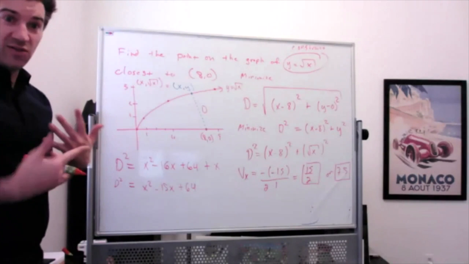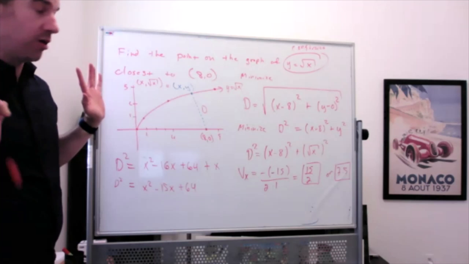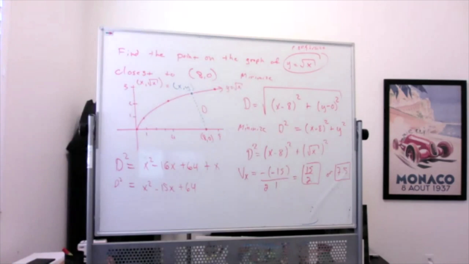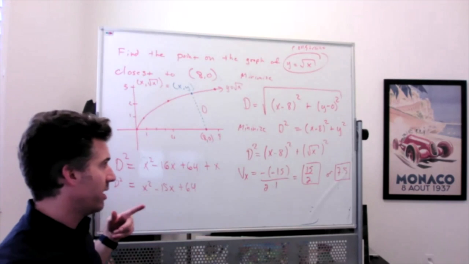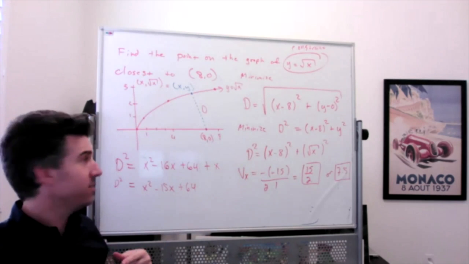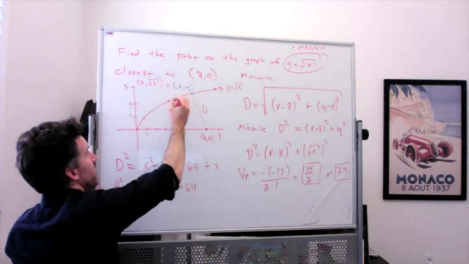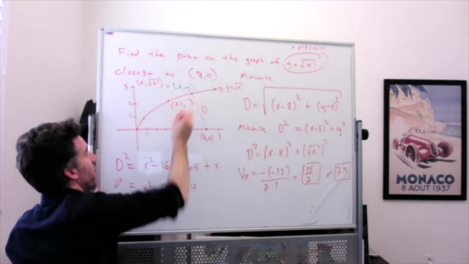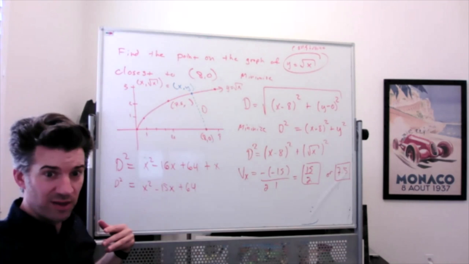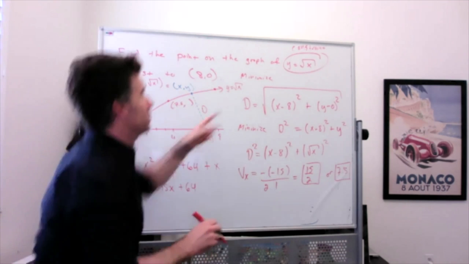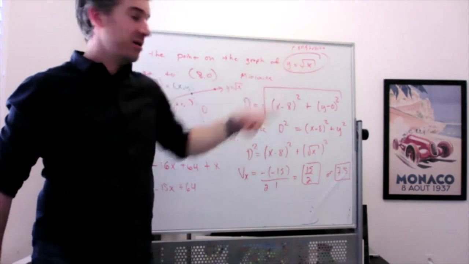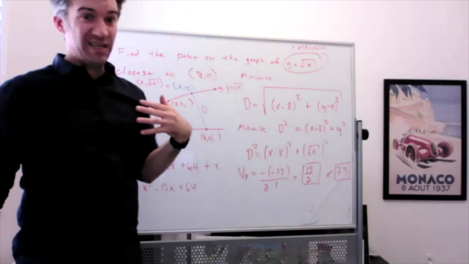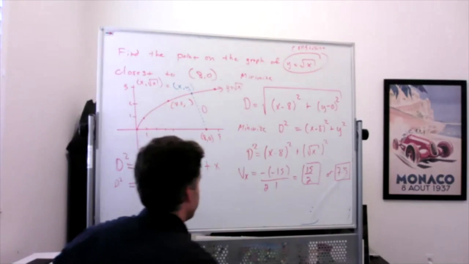So let's just answer the question. Let's not do any of the extra work. So the question was to find the point on the graph that was closest to (8, 0). I found the x coordinate of that point, right? It's 7.5. And now I want to find the y coordinate. So I'm going to take my constraint, which is y equal to the square root of x, and just plug in x. So x is 15 halves. y is going to be the square root of 15 halves.